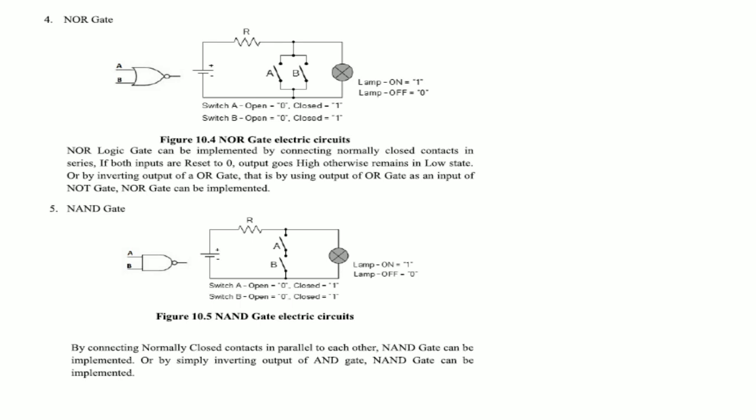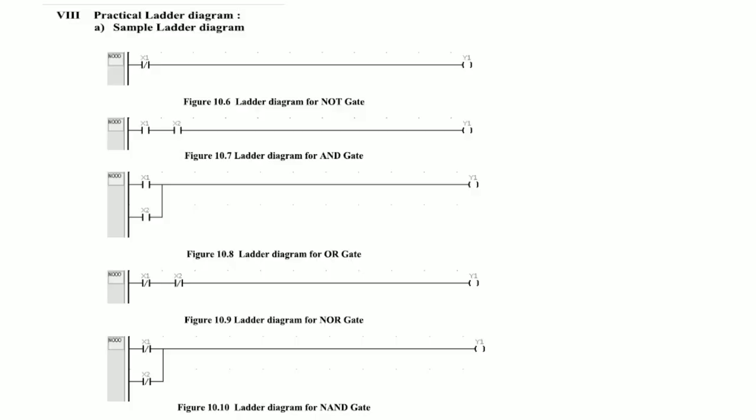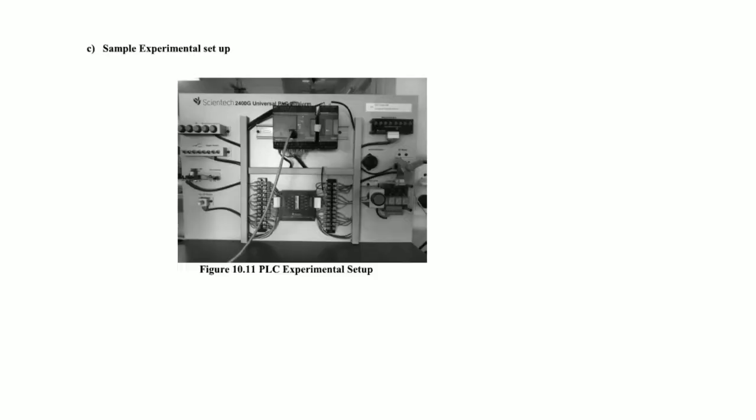NAND gate. NAND gate is the combination of AND and NOT. So here the truth table of all the logic gates is given. Here is the sample ladder diagram drawn for the logic gates.